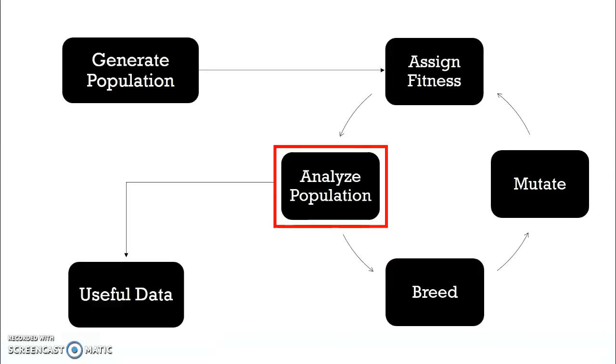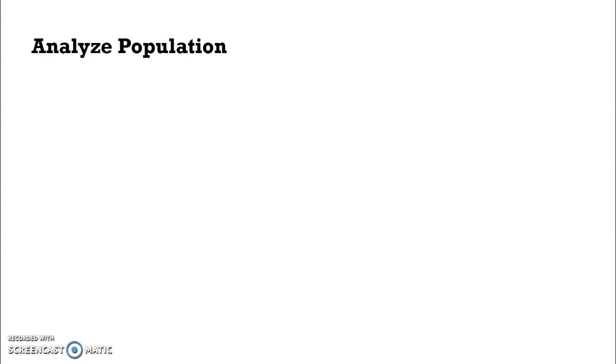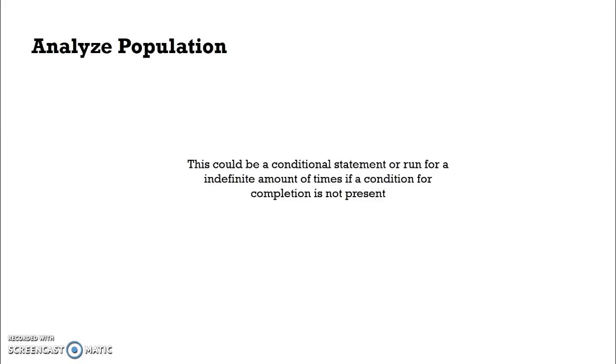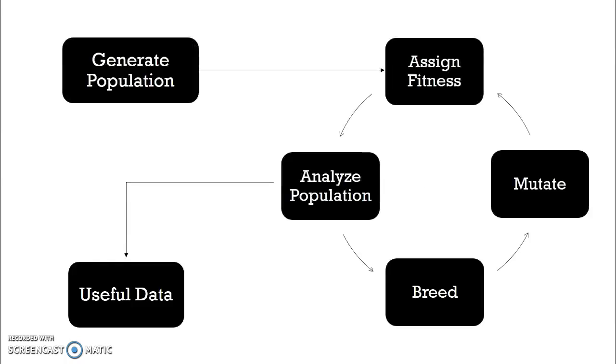Next, you have to analyze the population. Now, this also corresponds to outputting your useful data. So, a basic analysis of the population would be to check if the conditional statement you run for is met, or go for an indefinite amount of time and output your useful data as you go if a condition for completion is not able to be present.